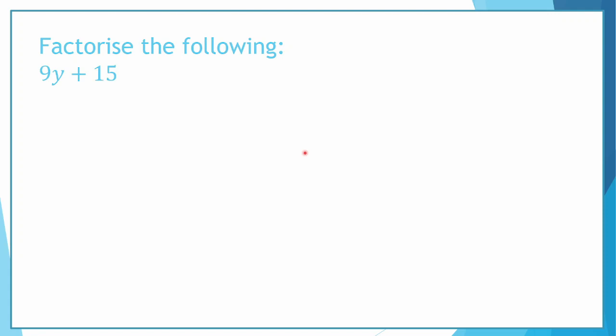So we're going to have a look at this question now. Factorise the following: 9y plus 15. So the first thing we're going to do is look for a common factor for our number terms. So we're going to look at the 9 and the 15 here. And we're going to see that a common factor is 3. And that's because 3 is the largest number that goes into 9 and 15 that still results in a whole number at the end of it.